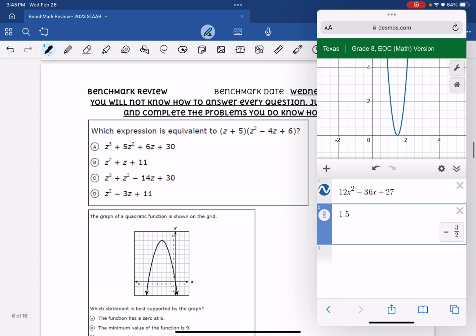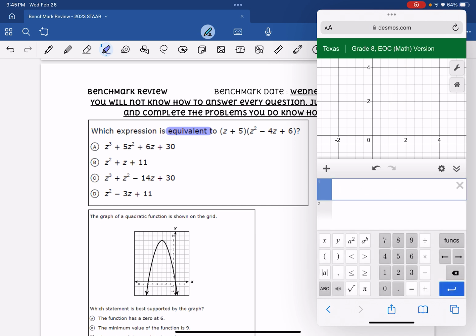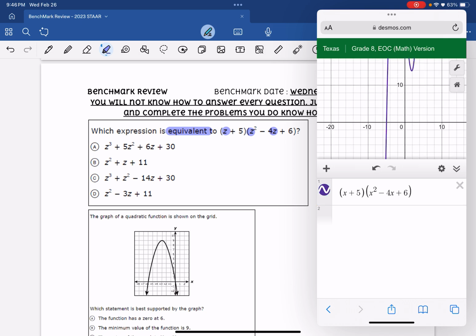All right, anytime you see the word equivalent, so I told you this before the Unit 8 test, but anytime you see the word equivalent, you can use Desmos to help you. Okay, so you just, in the first box, type in everything. Remember, Desmos doesn't like anything other than x, so just change those variables to x. So we have x plus 5 times x squared minus 4x plus 6, right? Okay, so I'm gonna have to zoom out a little bit, right?